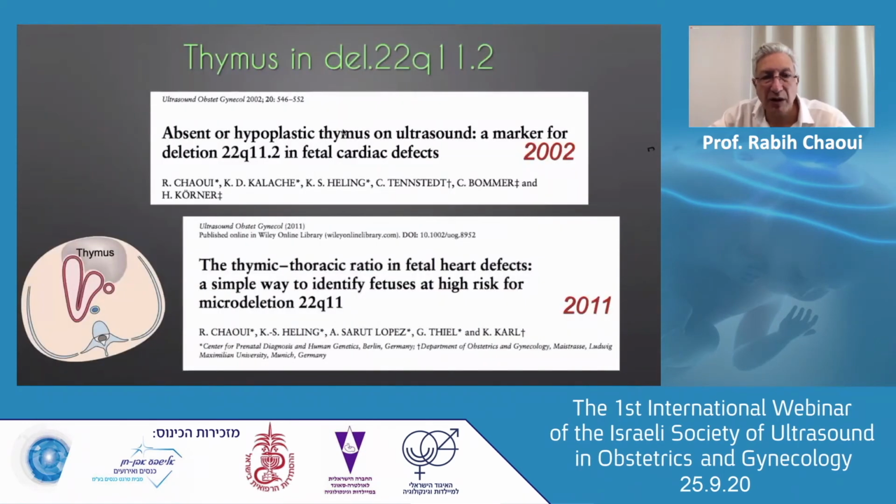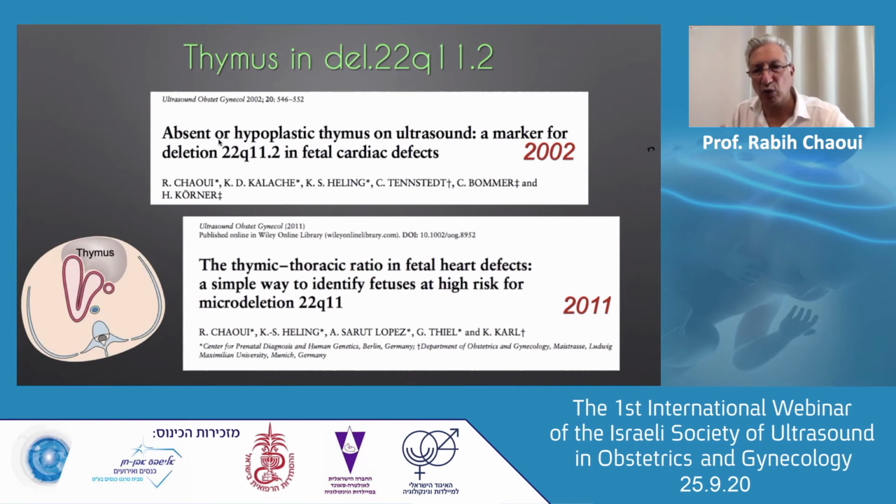I started working on this condition in '96, with the examination of the thymus. At this stage, we were examining mainly 22q11 with the FISH technique, and we published our first series in 2002, having 10 cases of DiGeorge and 150 cases of normal with normal FISH. People were asking me, but what is the absence, what is a hypoplastic thymus?